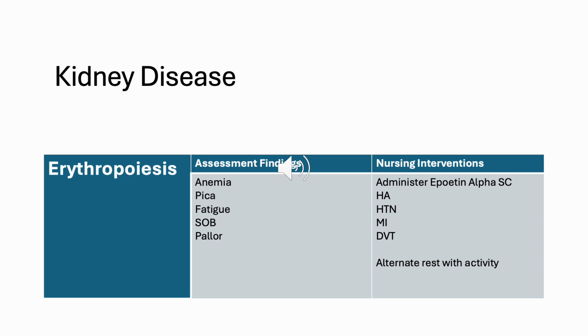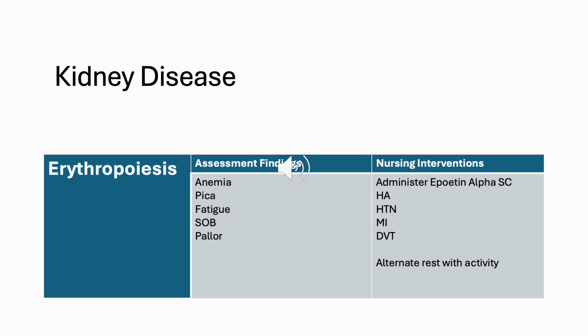There are some nursing implications of that. For example, you would assess for a headache, hypertension. Patient could have an MI or a DVT due to epoetin. So you would monitor for all those. You want to encourage your patient to alternate rest with activity to manage the fatigue that comes with anemia. Oftentimes, like with renal patients, when they get epoetin and they start producing more blood cells, they start to feel a lot better and less fatigued.